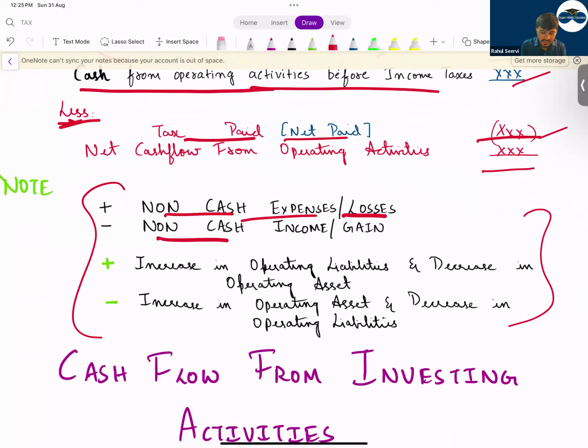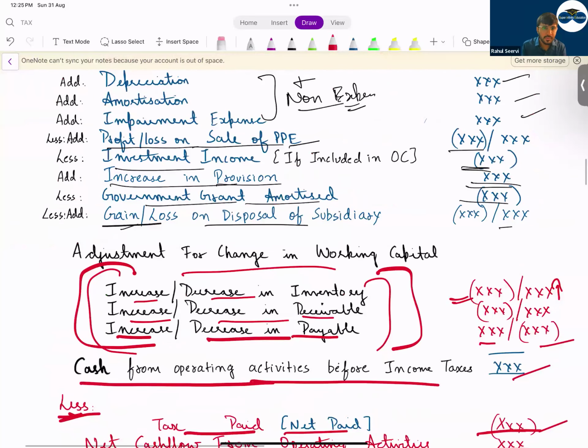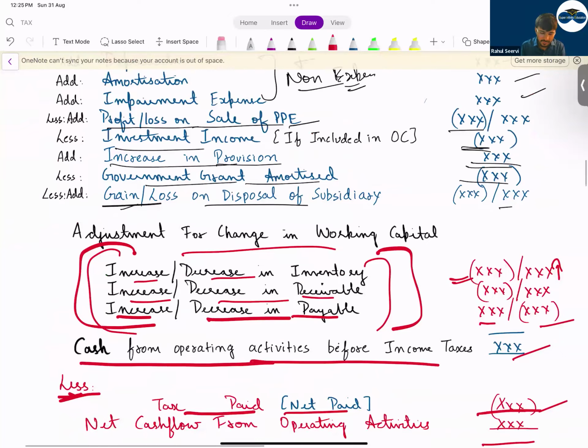So important note here, see, the crux I have written here: non-cash expenses and losses we will add, non-cash income and gain we will reduce. If there is an increase in operating liability and decrease in operating asset, we will add it. If it is an increase in operating asset and decrease in operating liability, we will reduce. This one which I have discussed, working capital, that one only I mentioned.